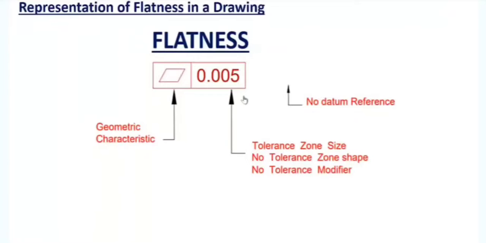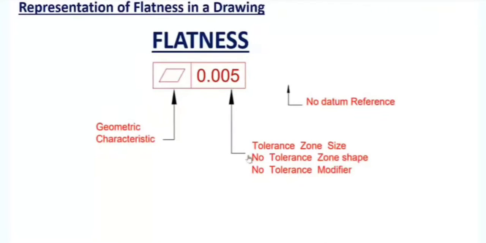That's what a flatness tolerance says. It is a form tolerance and it defines the shape of your component. It doesn't have any reference. So you will see that the third zone is always missing when you represent the flatness tolerance in your drawing. The geometric characteristic symbol, the parallelogram, should be there and the tolerance zone size should be there, and there is no shape because it is always between 2 parallel lines only. It is not cylindrical. It is between 2 parallel lines or parallel planes.